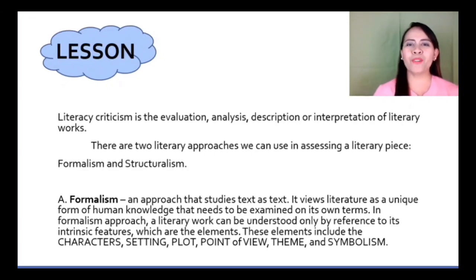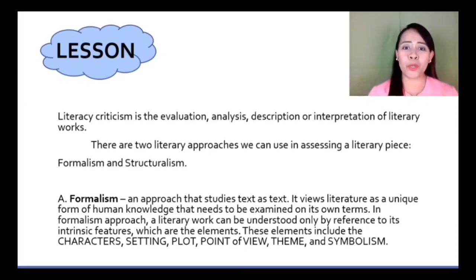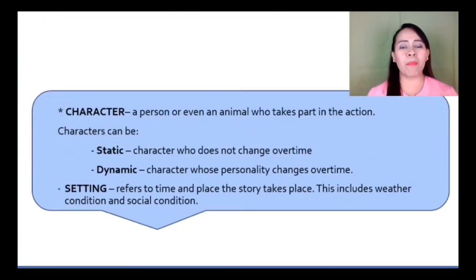Let us first talk about formalism. Formalism is an approach that studies text as text. It views literature as a unique form of human knowledge that needs to be examined on its own terms. In formalism approach, a literary work can be understood only by reference to its intrinsic features. What are these intrinsic features? These are the elements. These elements include characters, setting, plot, point of view, theme, and symbolism. I'm sure you're already familiar with it, for we had a recap a while ago.